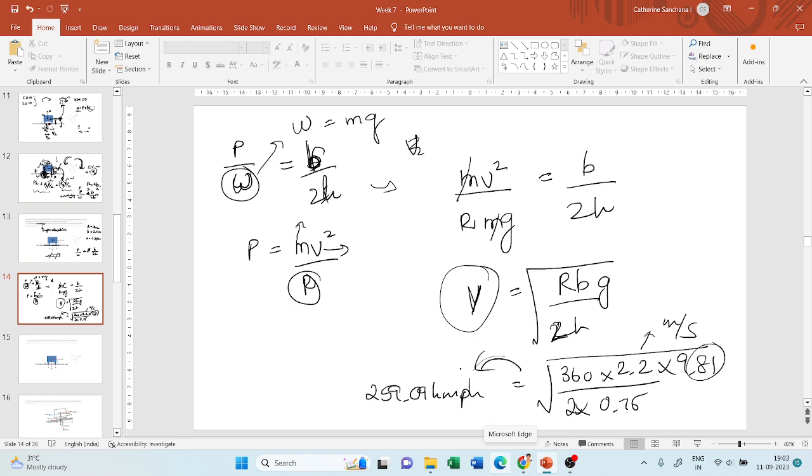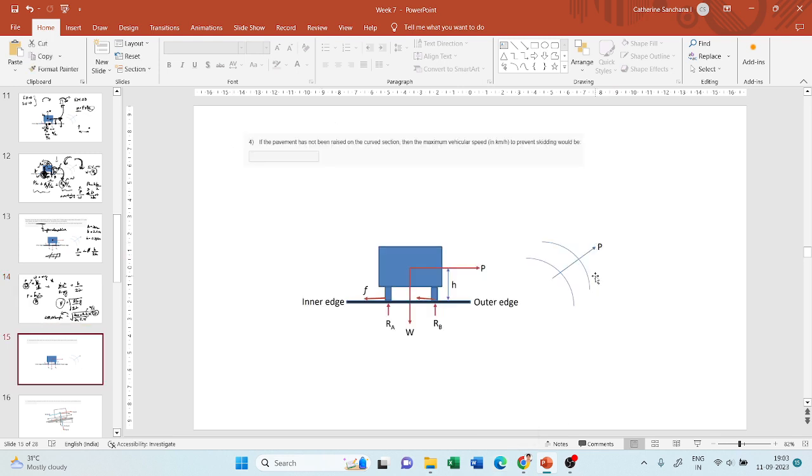Okay, now moving on to the third question. If the pavement has not been raised on the curved section, same problem again. So the pavement has not been raised, which means it is a flat section. Then the maximum vehicle speed to prevent skidding. In the previous problem we saw overturning, now to prevent skidding.